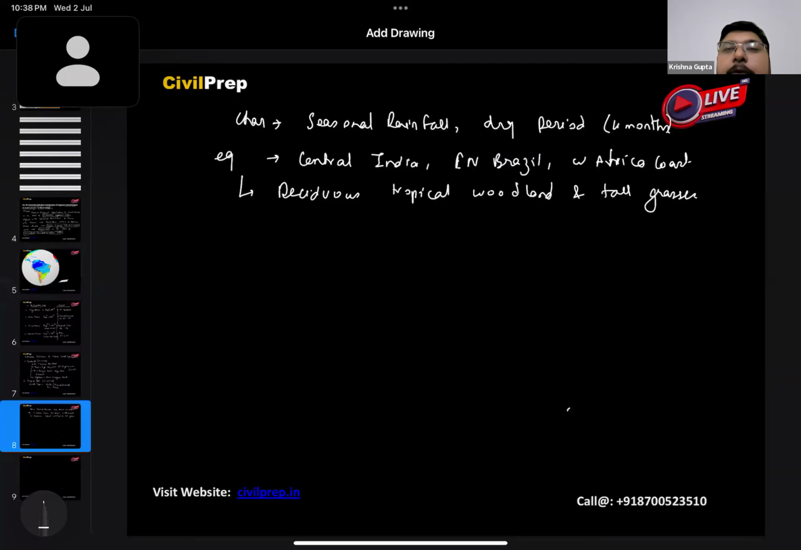Okay, coming back to our aspect. So the next type of climate that is present here is subtropical and mid latitude.